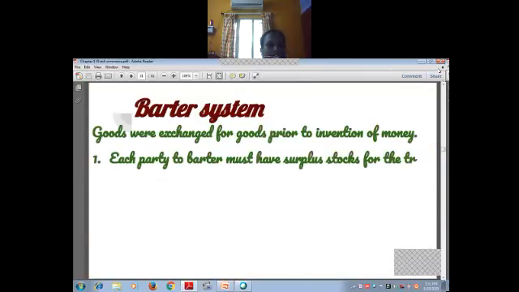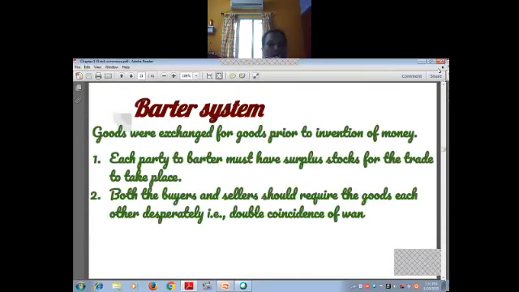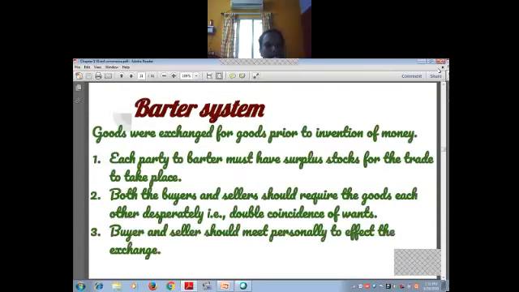The barter system next. Goods were exchanged for goods prior to the invention of money. Each party to barter must have surplus stock for the trade to take place. Both the buyer and seller should require each other's goods reciprocally, that is, double coincidence of wants. Buyer and seller should meet personally to effect the exchange.